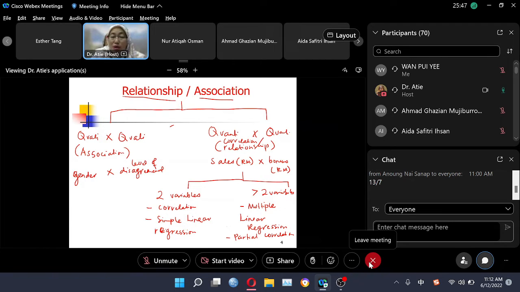So we need to learn something on relationship or association. But today we are going to learn the first part of relationship, which is for quali versus quali. So we are going to learn this one. This is what we call the chi-square test.